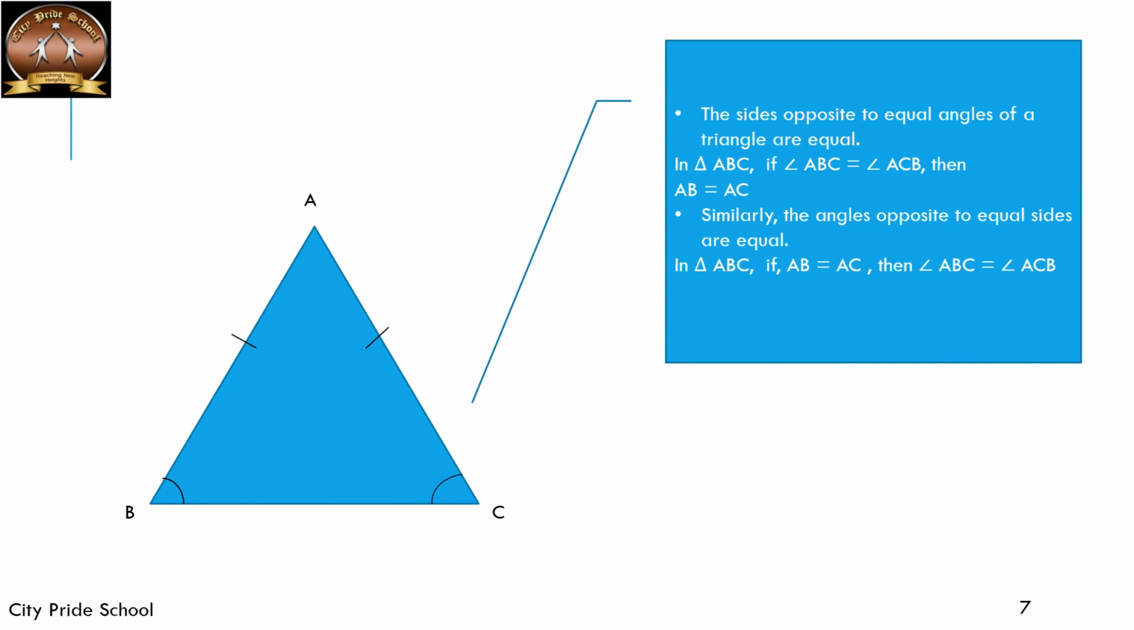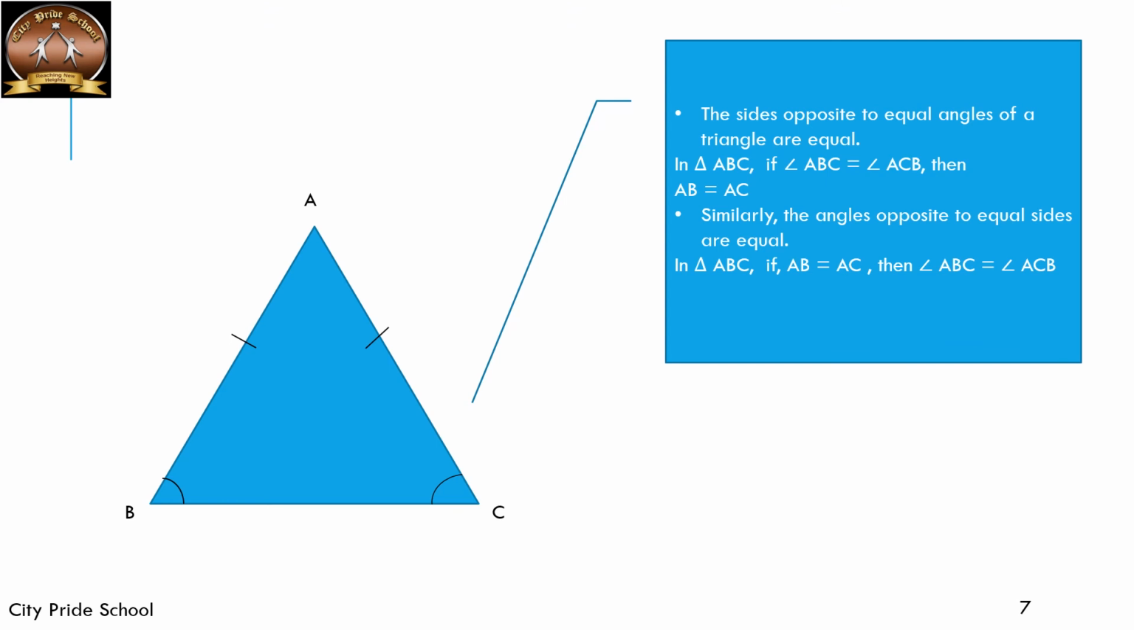Okay children, now we'll see one more property of triangles. What is that property? Let's see. Here in triangle ABC, if you observe, I have marked angle B equal to angle C. That means angle ABC is equal to angle ACB. So if these angles are equal, then the sides opposite to these equal angles are also equal. This is the triangle's next property.